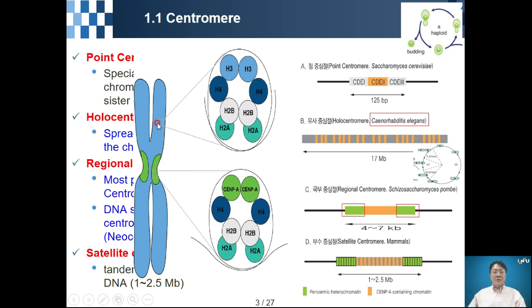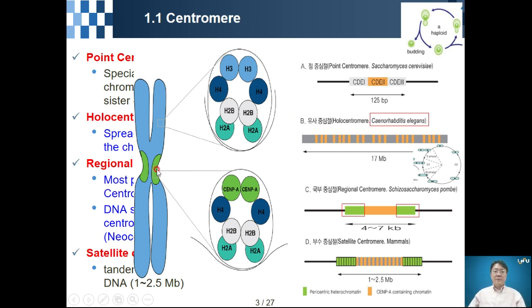Each chromosome is composed of nucleosomes as the basic unit. A nucleosome is composed of 8 histone proteins: 2 H3 histone, 2 H4 histone, 2 H2B, and 2 H2A histone. Usually these are the histone proteins, and after that the DNA is wrapped around them.